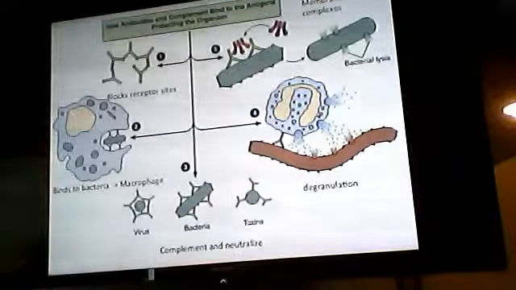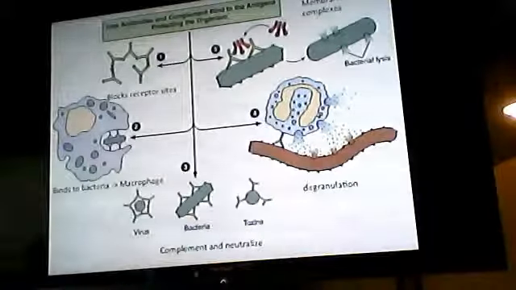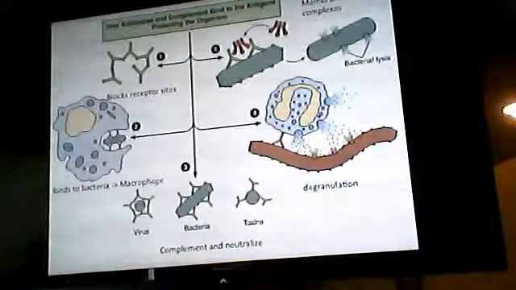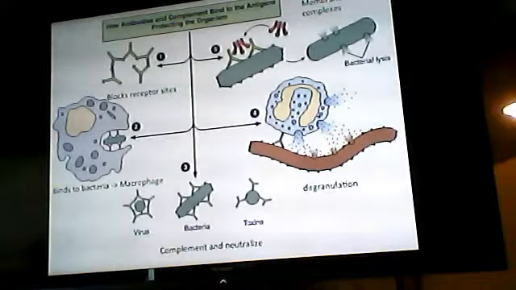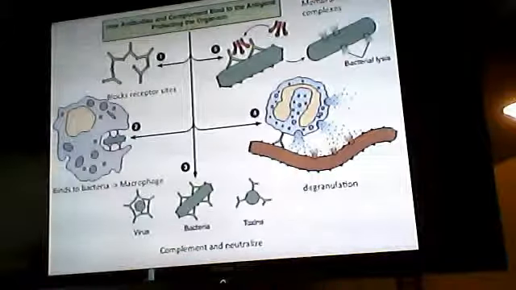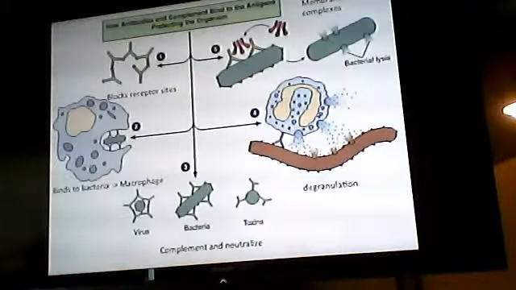And your macrophage has non-specific receptors for the constant region of an antibody. So it's like, oh, an antibody bound to something. I'm going to grab onto that and then eat everything with it, okay? It can block a virus, it can block bacteria, it can block toxins, okay? So they complement it and neutralize it.